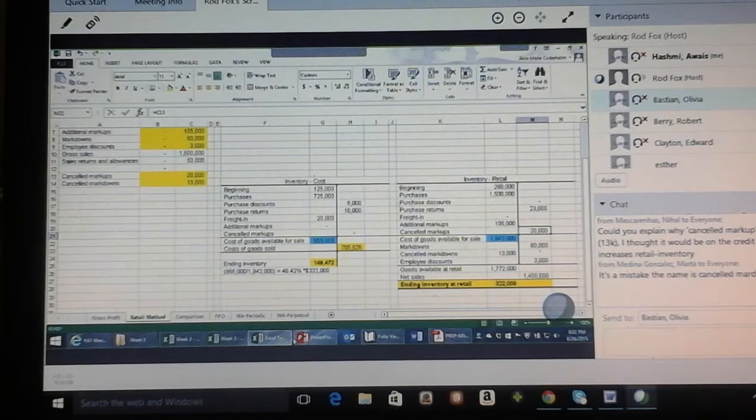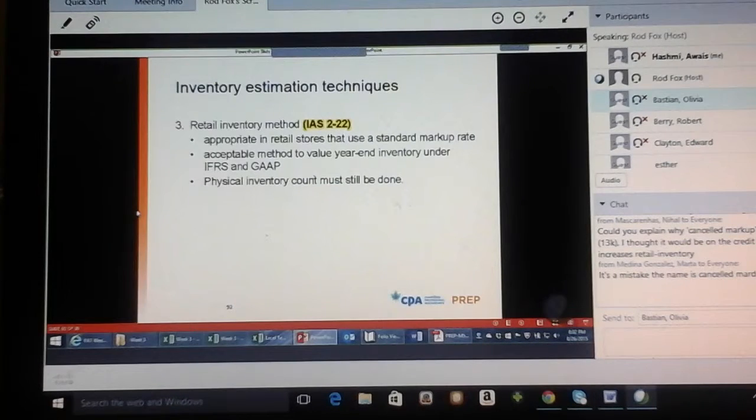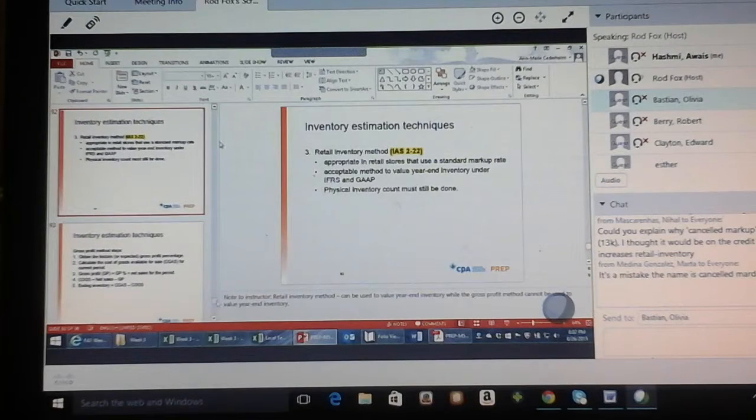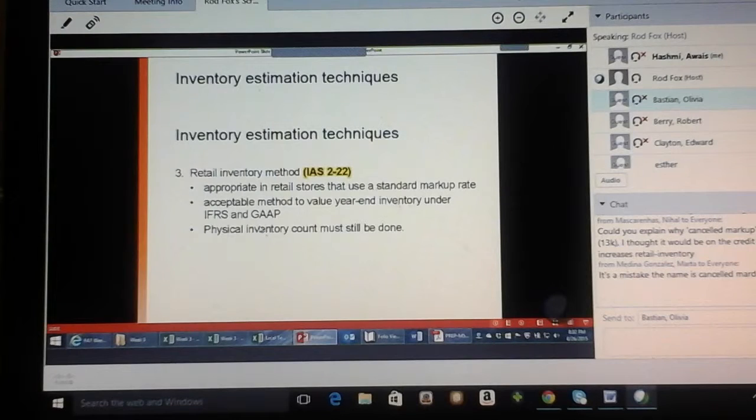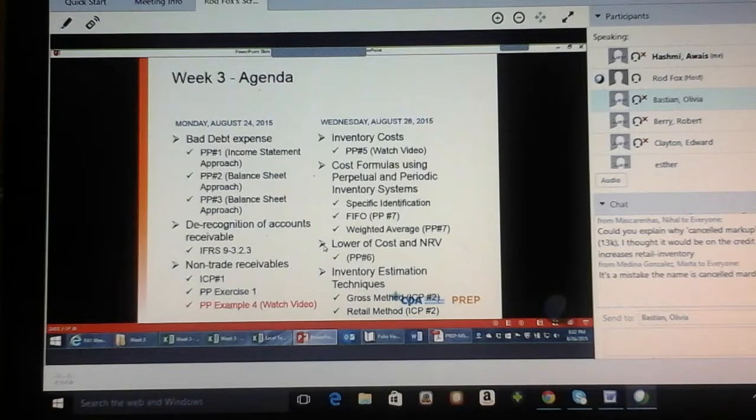Okay, so let's just take a look at our agenda again. I would say out of everything that they've given to us for week 3, almost all of it is really important. So definitely with bad debt expense, know the difference between the income statement and balance sheet approach. With your inventory, definitely know the formulas, FIFO and weighted average under both the perpetual and periodic inventory system.